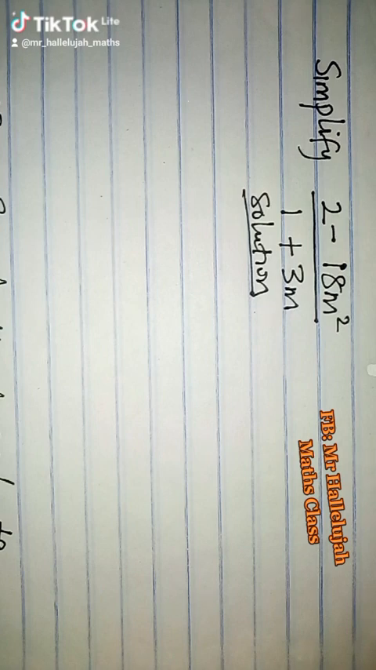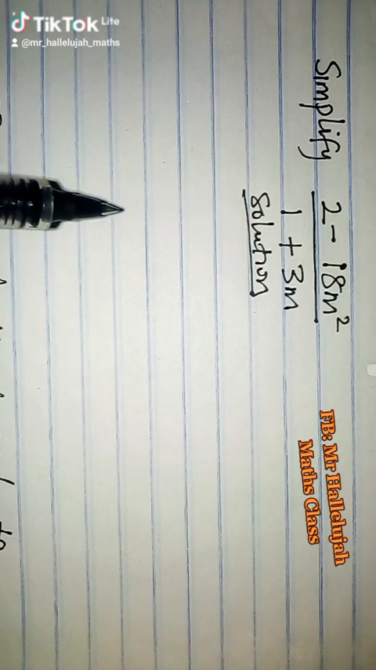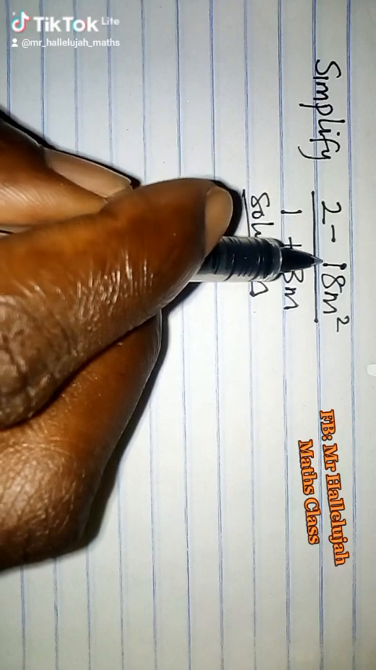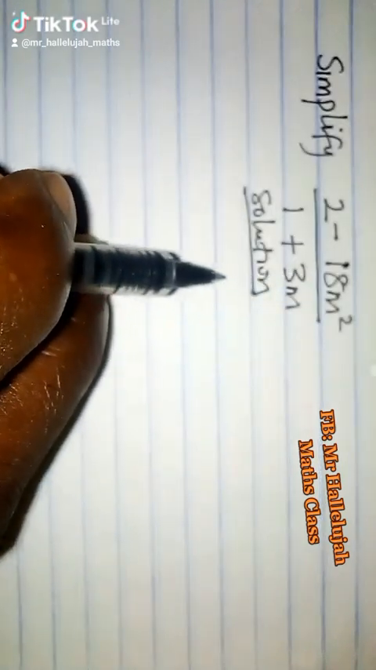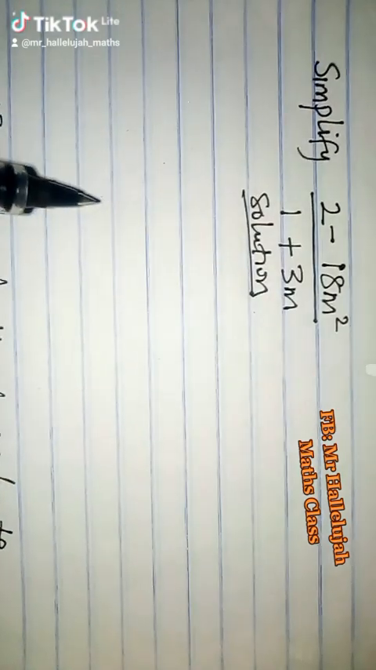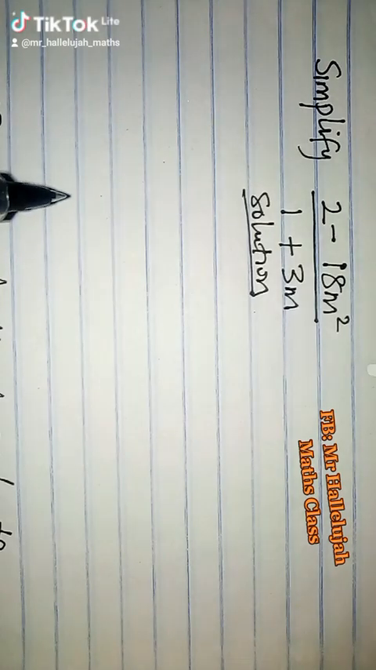Now let us zoom. Alright, now we have to simplify 2 minus 18m raised to the power of 2 all over 1 plus 3m. Alright, now let us factorize the numerator because it looks like it can be factorized.